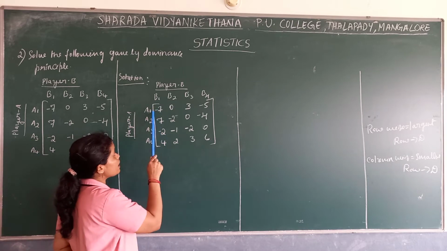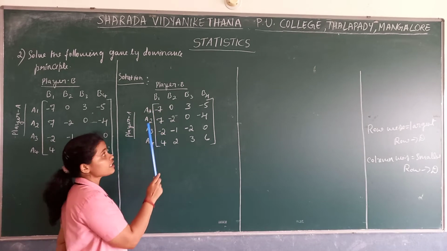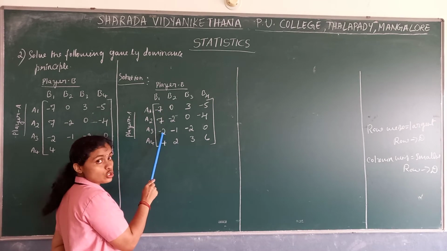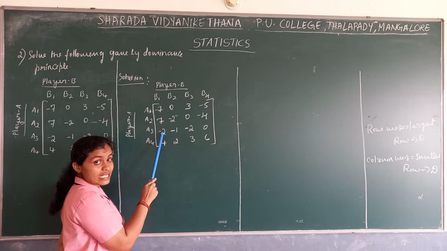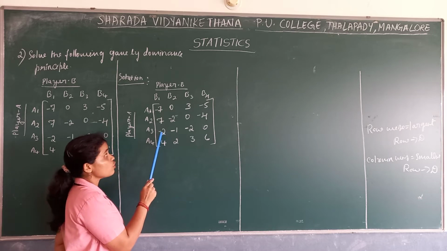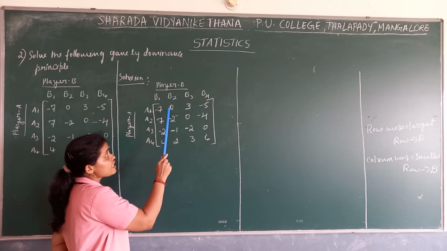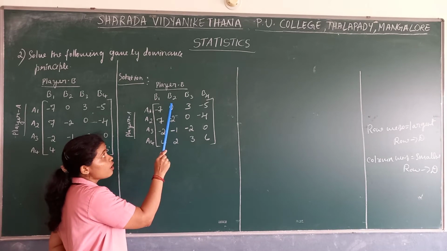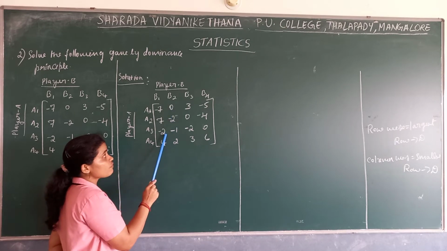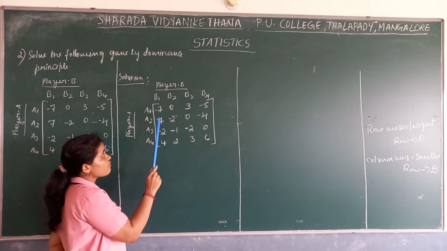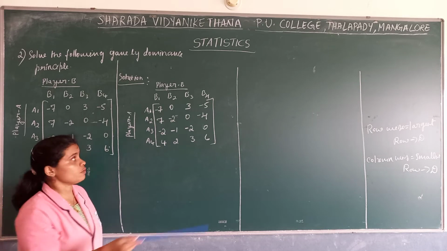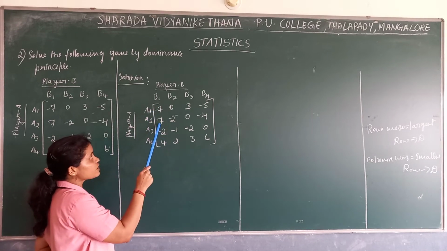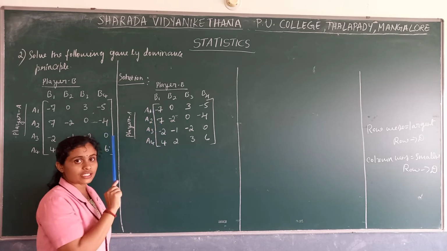We are moving further. Strategy A1 with A3: -7, -2, which is greater? -2 is greater. In case of negative signs, the smallest value will be the greater value. So -2 is the greater. Then 0, -1, which is greater? 0 is greater. Here also same thing. One value is greater here, one value is greater there. So A1, A3 comparison is not possible. We compared A1 with A2, not possible. A1 with A3, not possible.